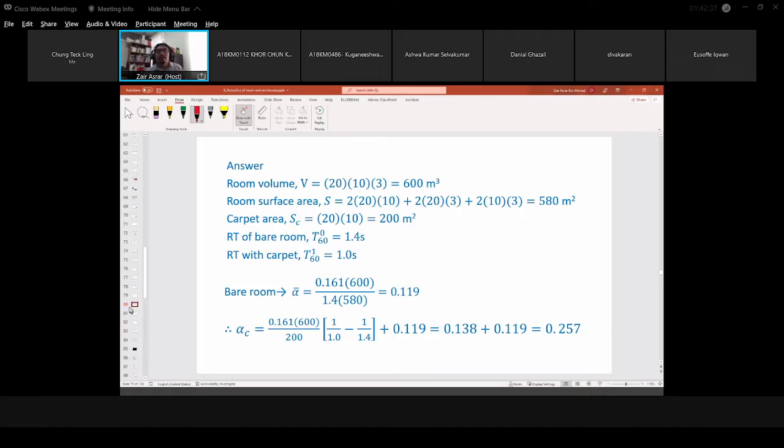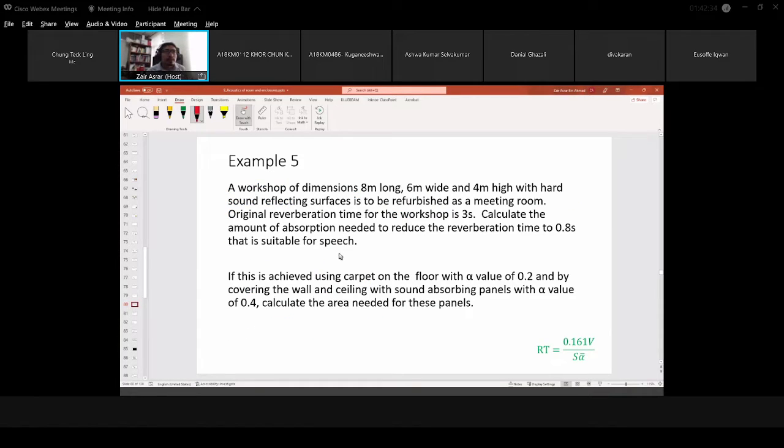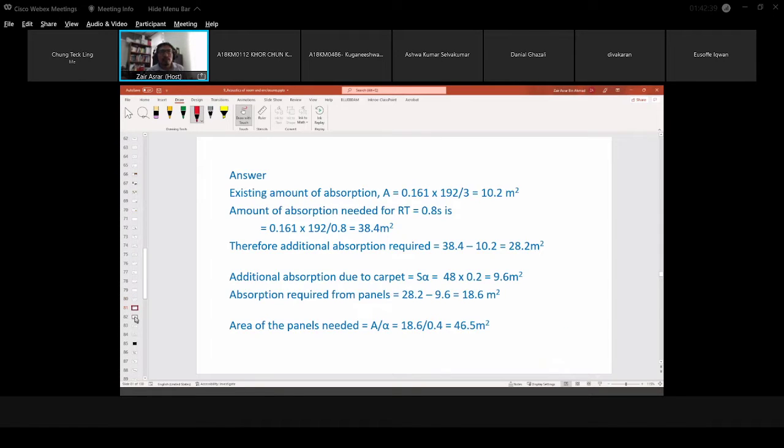This is another example, slightly different. I think you can read this by yourself.